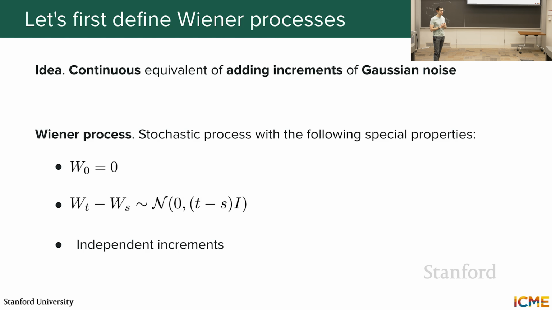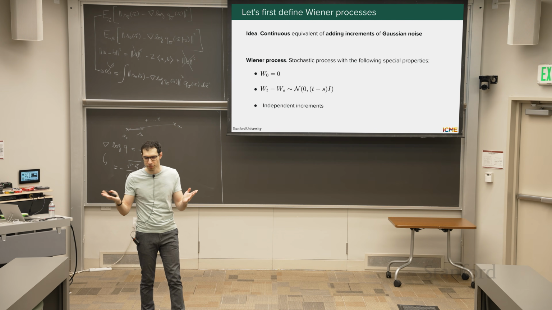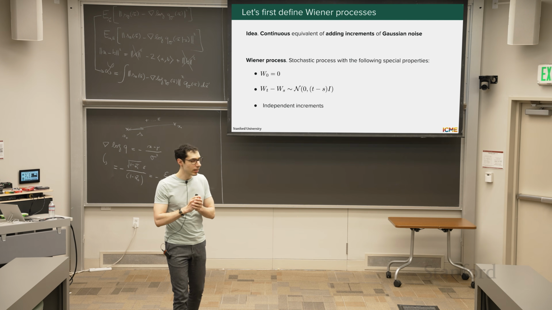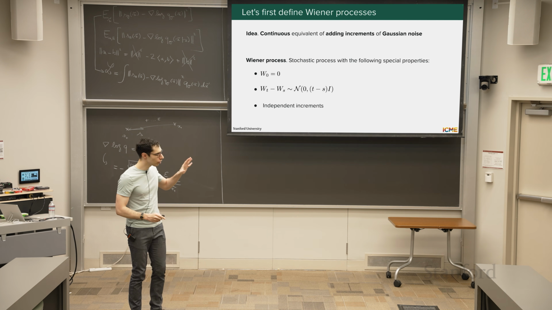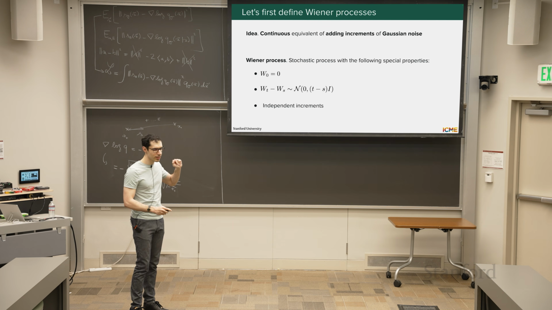So who has heard of the Wiener process before? Yeah, no one? Maybe one? OK. So the Wiener process is a type of stochastic process. A stochastic process is a family of random variables that are indexed by some index t, let's say the time. And a Wiener process is a stochastic process that follows the following properties.